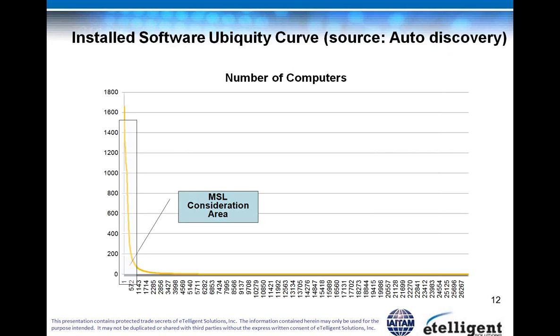So here's an example. This is a real example. It's been sanitized, but this is the ubiquity curve. This is looking for massive installs. Along the horizontal axis are the numbers of unique combinations of publisher, title, and version, if you recall the raw information presented out of AutoDiscovery. In this particular example, there were a little over 26,000 unique combinations. Along the vertical axis is the number of machines each of these unique combinations of titles are installed on.